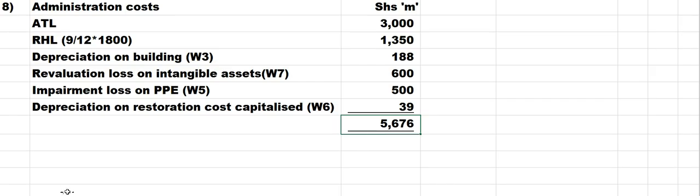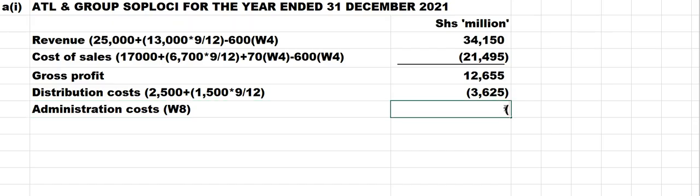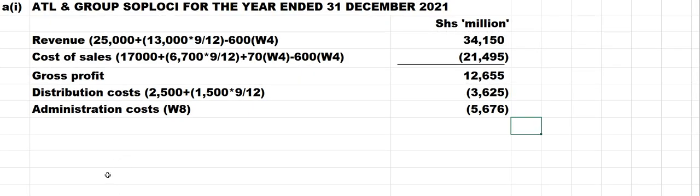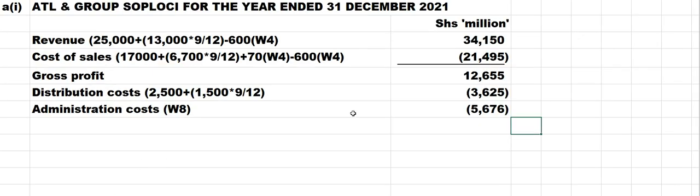5676. So this is 5676. So that's our distribution costs, 5676. Okay, those are the distribution costs.